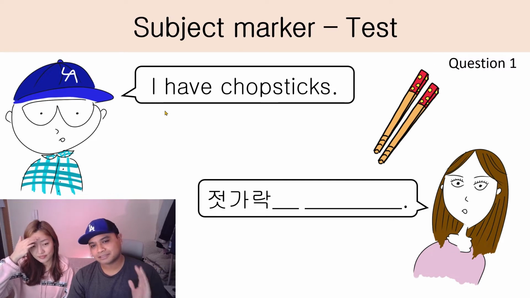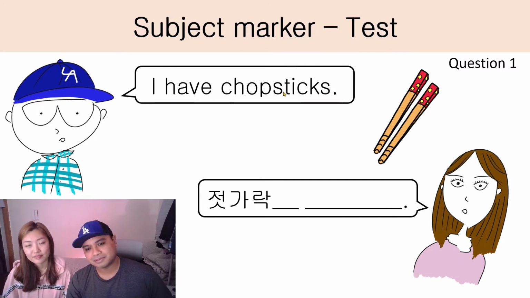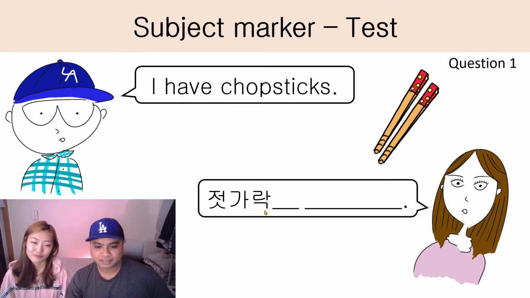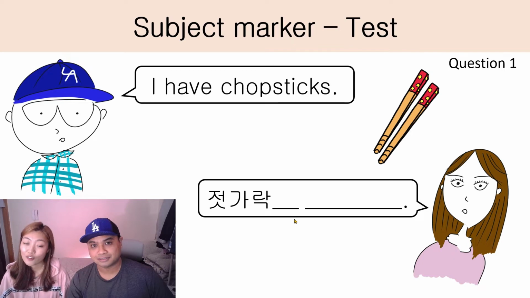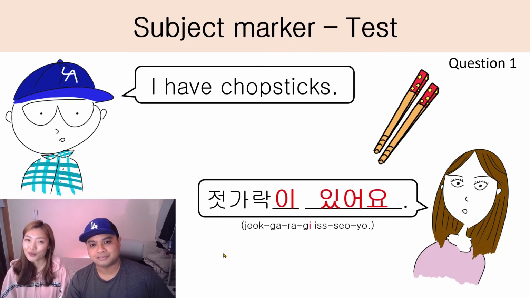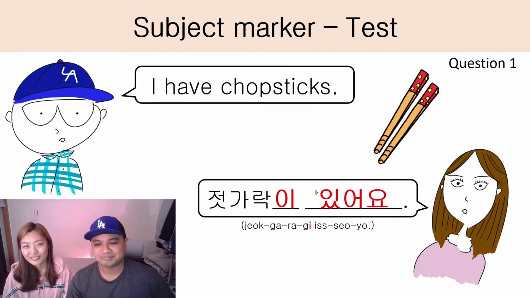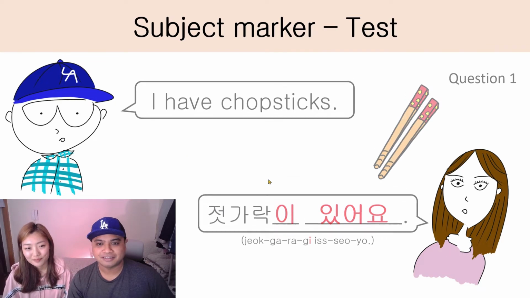Alright, so the first sentence is, I have chopsticks. To say chopsticks in Korean, you need to say 젓가락. Now, this word ends with a consonant, so you will need to use 젓가락이 있어요. Yes, because it ends with a consonant, you need to use E. You cannot say 젓가락가. It doesn't really roll off the tongue, does it? It sounds strange. All right, here is question number 2.